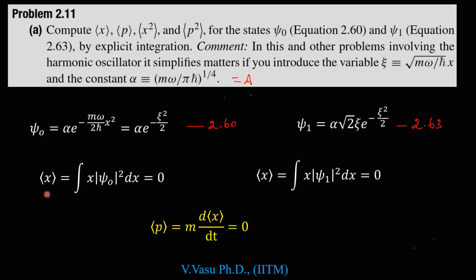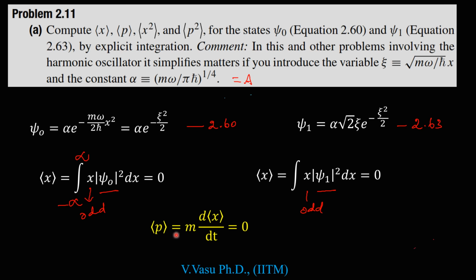Now you find the expectation value of x for both cases. For both cases, the modulus squared of psi 0 and the modulus squared of psi 1 are even, and x is odd. So the integrand is odd, and over the symmetrical limits from minus infinity to plus infinity the integral becomes 0. So for both cases it will be 0.